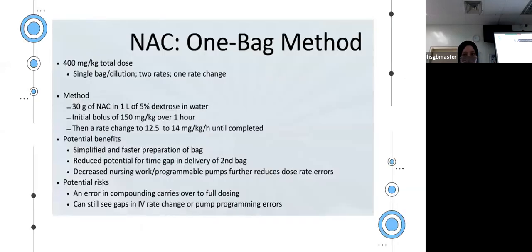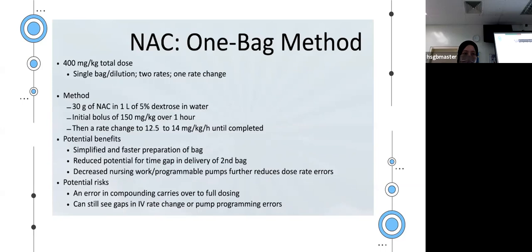As for the 1-bag method, as the name suggests, it only uses 1 bag. However, there is a rate change after 1 hour. The total cumulative dose is actually higher compared to the 3-bag and 2-bag methods, which is 300 mg per kg.